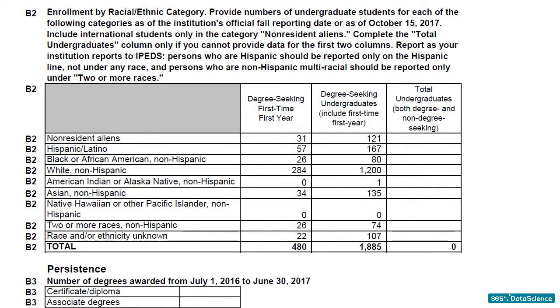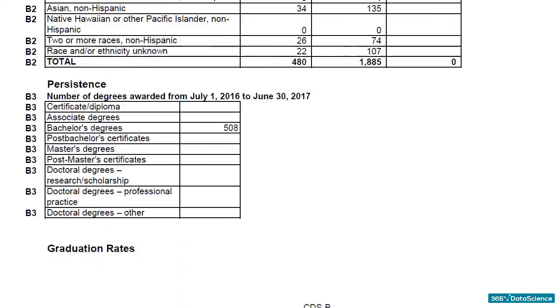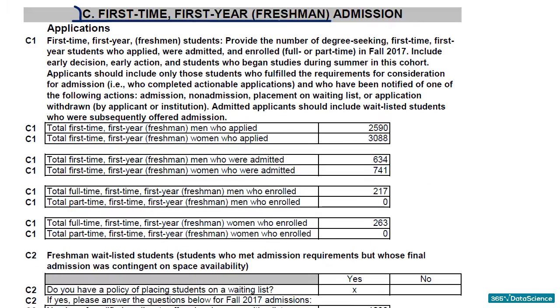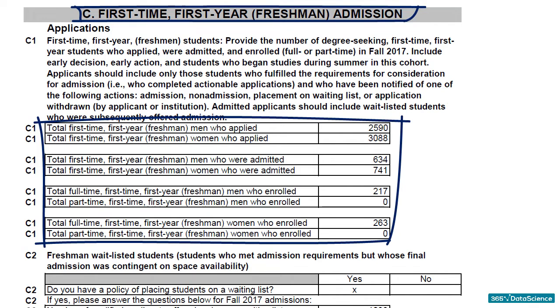For homework, you can explore Section C of the CDS, which summarizes first-time, first-year admissions. Compute the likelihood of a first-time male student to be accepted based on gender and determine whether being male or female had any effect on your chances of acceptance. Furthermore, determine whether first-time freshman women were more likely to enroll than first-time freshman men. To find both of these, you need to examine only the tables in Part C1 of the CDS.